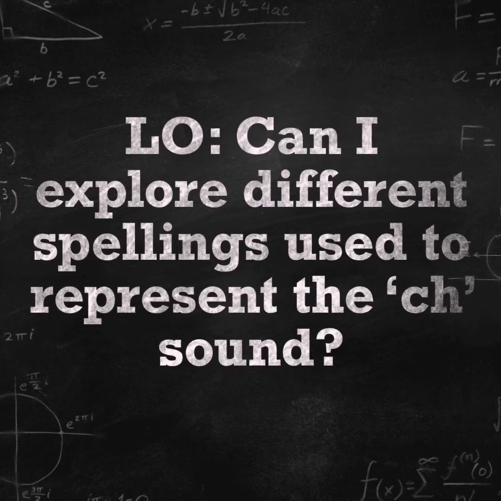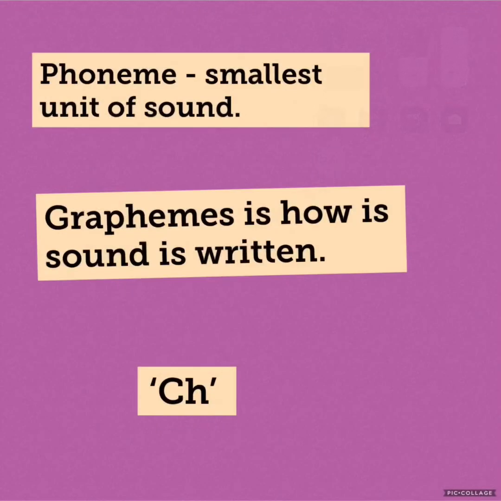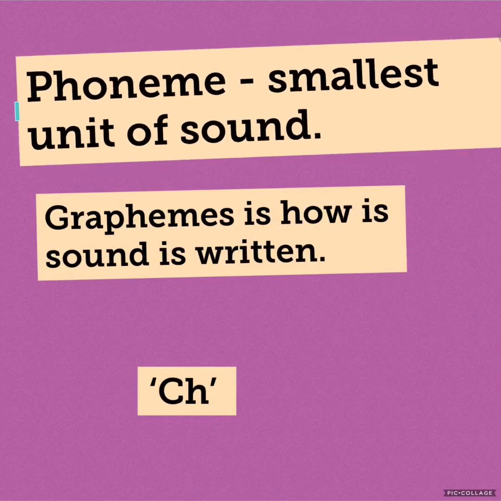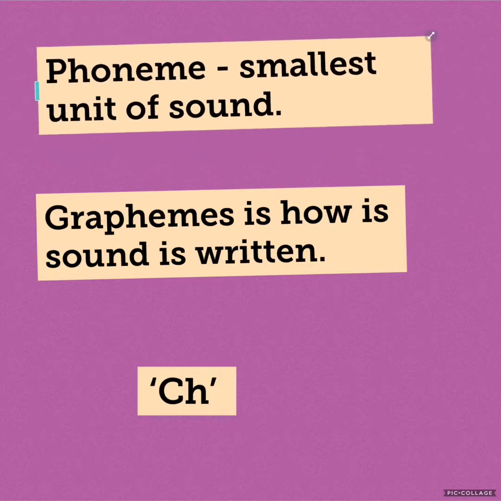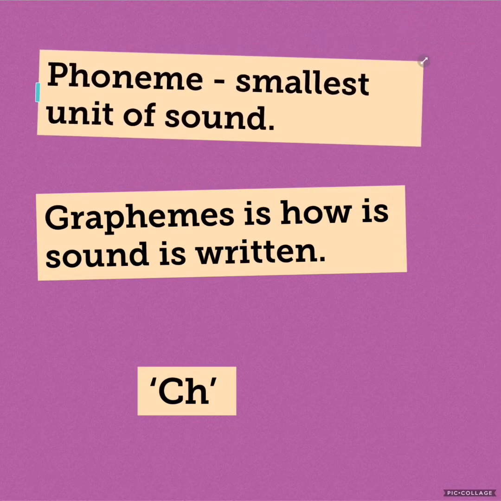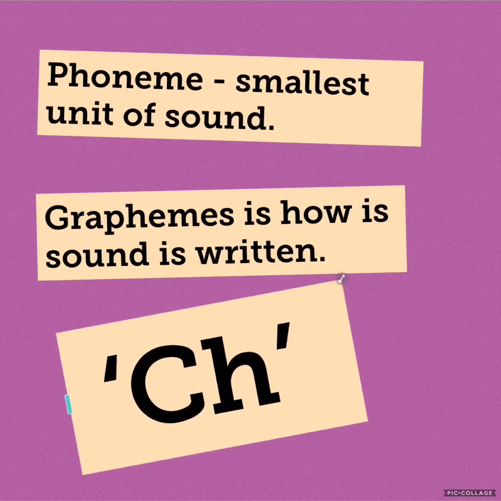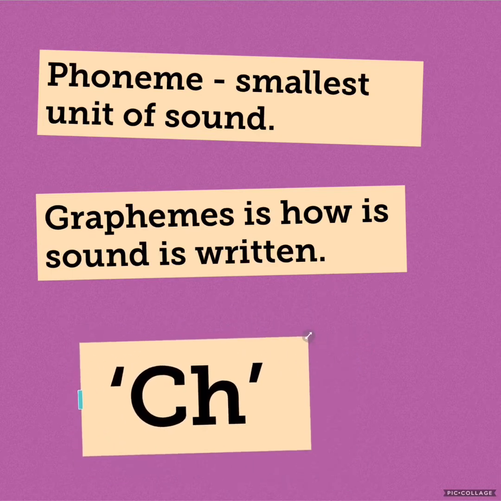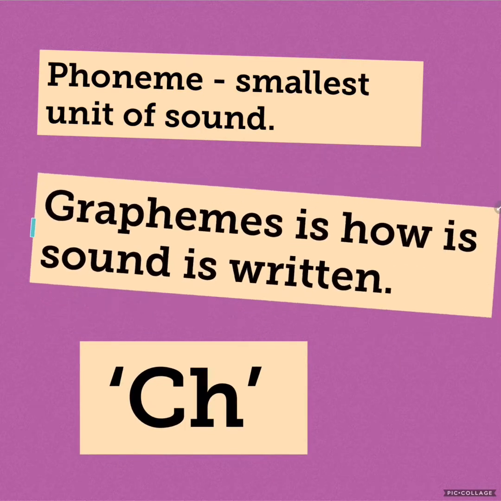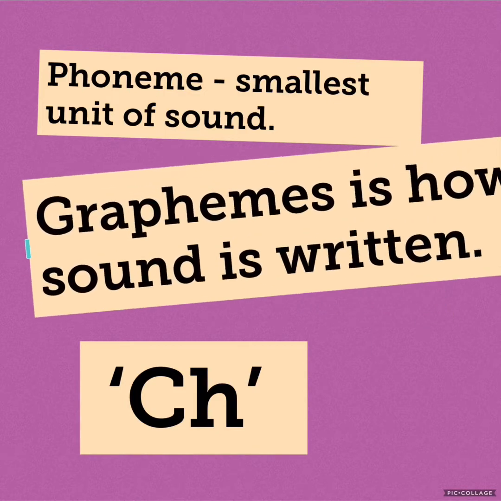And the learning objective is, can I explore different spellings used to represent the ch sound? And just a bit of revision, the phoneme in phonics is the smallest unit of sound, and there are 44 phonemes. And those phonemes can be represented by a letter or a series of letters called graphemes. The phoneme we're looking at today is the ch sound, and we're going to explore 3 different graphemes used to represent that ch sound.